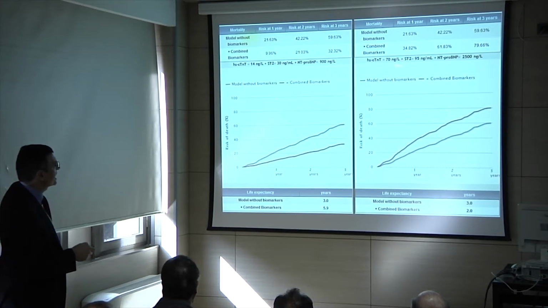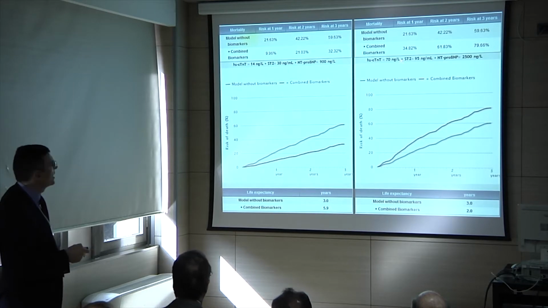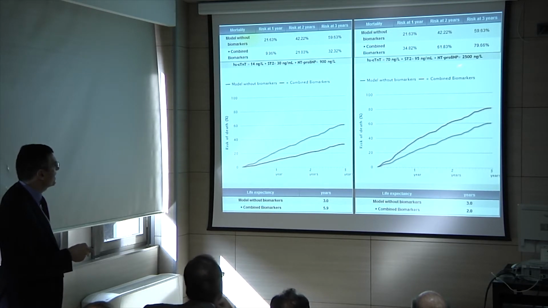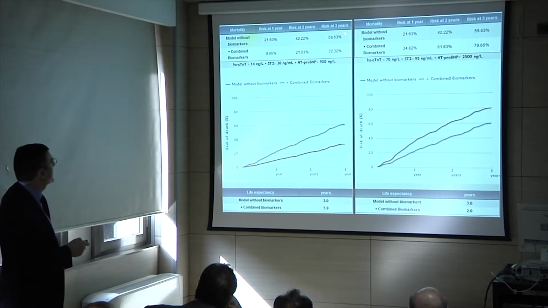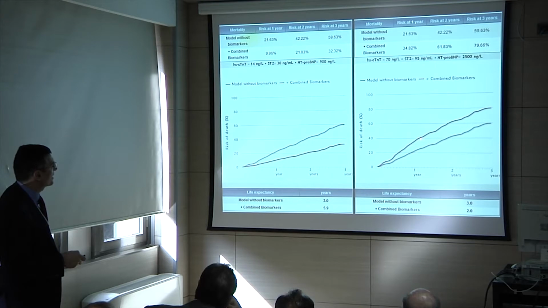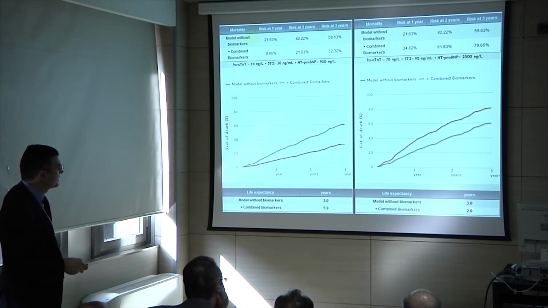High biomarkers, the same patient, okay, 21, 42, 59, 29, 42, 59. With high biomarkers, 70, 95, 2500. The risk goes up by 15% here, from 42 to 68. Look that this patient at 3 years has almost 80% risk of death, and this patient has only 32. So in this case, the red line with biomarkers goes much above the blue line, and this patient without biomarkers has a life expectancy of 3 years, with biomarkers just 2 years.